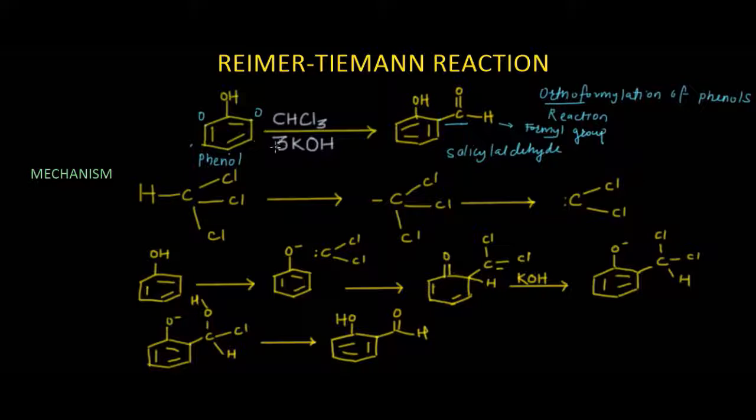Therefore, we can say it is an orthoformylation of phenol because the starting material is nothing but a phenol, and the reactant in this case is nothing but chloroform, CHCl3, and potassium hydroxide. Now let us try to understand the mechanism in detail.